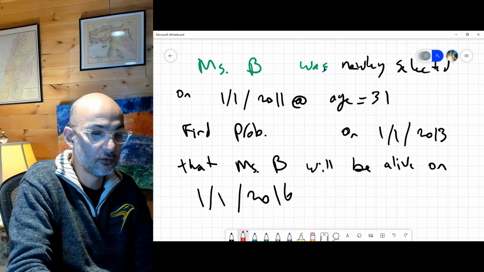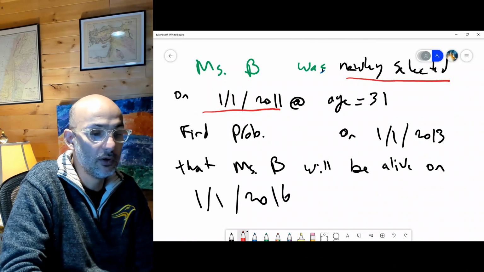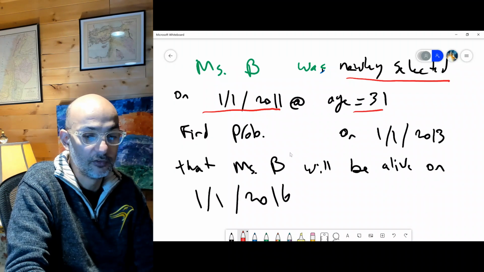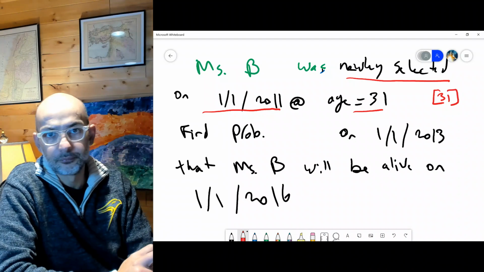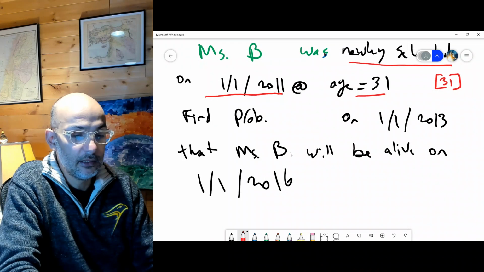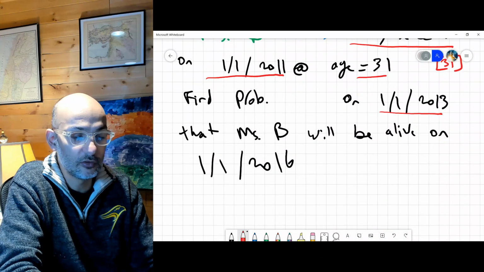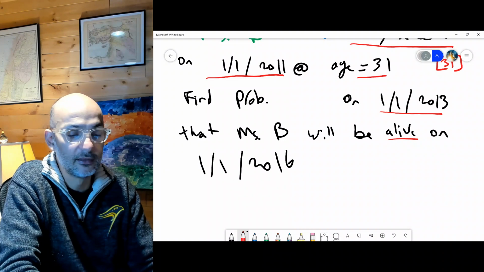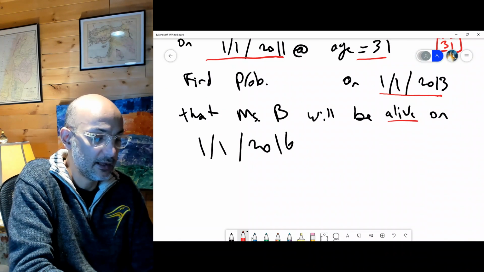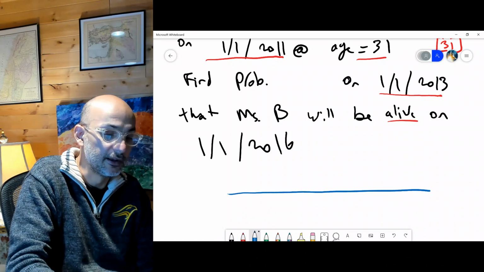But we wanted to look at the information given. Newly selected on 1/1/2011 at age 31. So the selection is 31, right? So it was selected at age 31. And here we need to look at the evaluation of the probability. So what goes in the denominator is 2000 and 2013, and then to see if she's still alive. So we're looking at survival. Let's draw a line and summarize the information on the line.